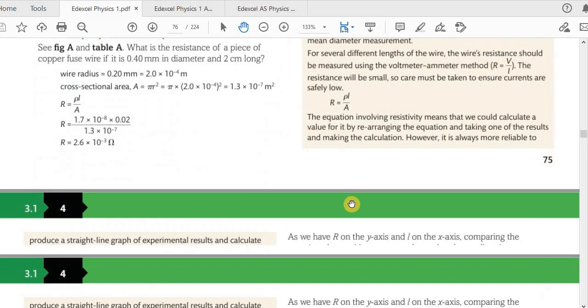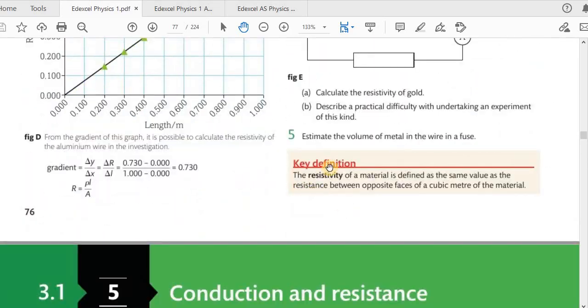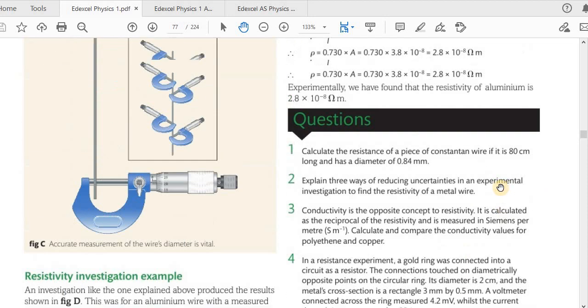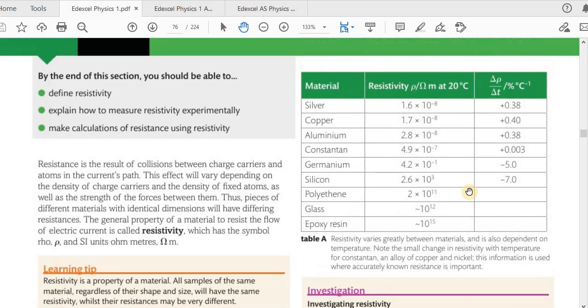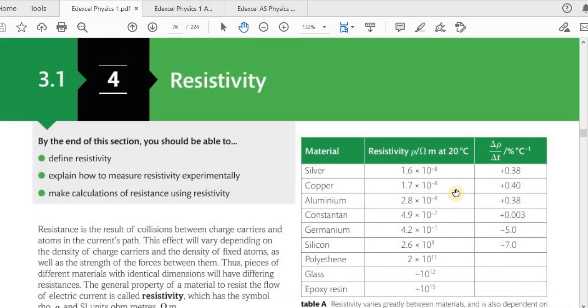Now remember, the definition is given here. I have mentioned earlier, you should memorize the definitions with understanding. The resistivity of a material is defined as the same value as the resistance between opposite faces of a cubic meter of the material. That is the definition according to this book. Explain how to measure resistivity experimentally. So I explained that.